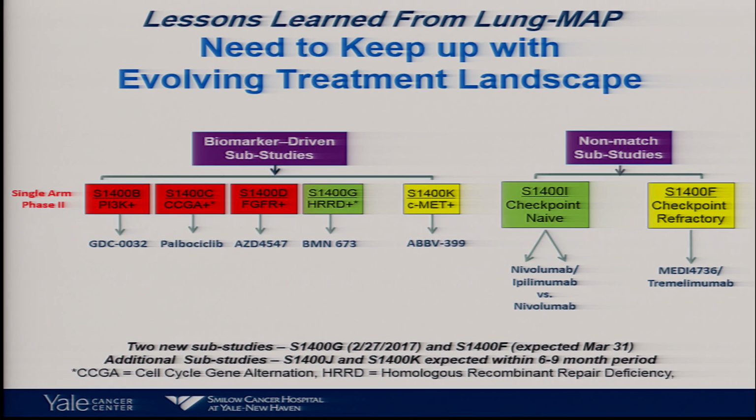Well, we've had some evolution over the years. Again, I want to get to a few lessons, so I won't go through this in too much detail. But here are our biomarker-driven sub-studies, and the first 3 that we chose were a PI3 kinase inhibitor, a CDK4/6 inhibitor, and an FGF receptor inhibitor. And actually, what we've learned is all 3 studies closed, they fully accrued, and the drugs were not effective.